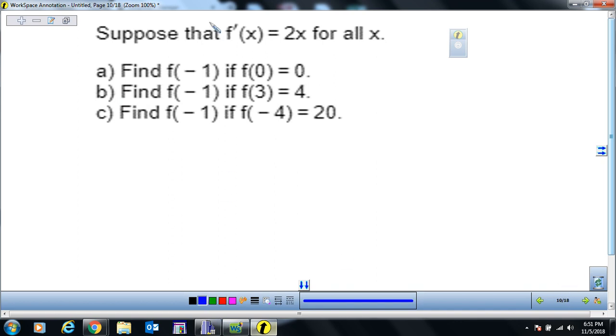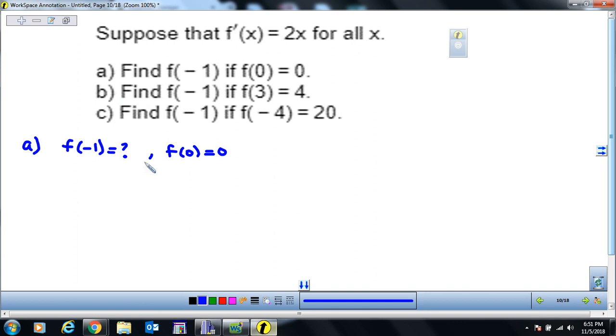It says, suppose that f prime of x is equal to 2x. So this is the derivative of some original function f of x, for all x. We don't know what f of x was; I just know the derivative of the function. And letter A says, find f of negative 1 if f of 0 is 0. So they're asking me to find f of negative 1 given that f of 0 is 0.